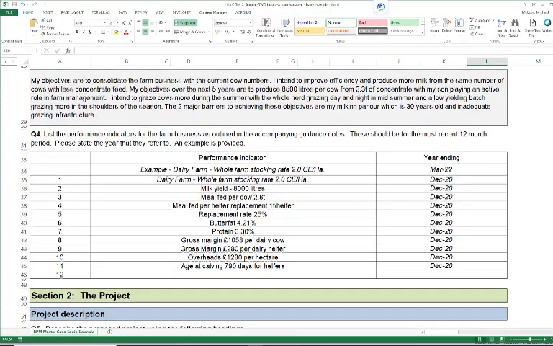Question 4. This question is about performance indicators applicable to whatever enterprise is set out, and about the farm metrics which are used, which will cover things like physical and financial metrics. In this case, farm stocking rate, cow equivalents per hectare, are important.